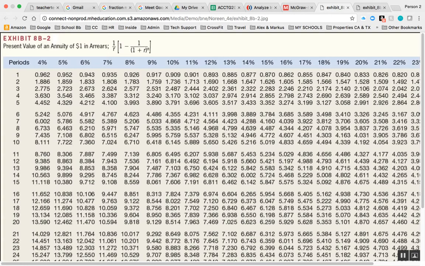And I'm going to look down at the 5, so periods will be 5. Why? Because it's 5 years. Why? Because that's what the problem said. And then I look over to the 16%. Now I don't think you can see my mouse moving around, but I'm at row 5, column 16, and at that intersection there's the number 3.274. That number doesn't have to mean a lot to you. That's just the discount factor. If you want to get really fancy, this 1 over R formula is how that number is derived, but I think you'll just be happy to know that it's 3.274.